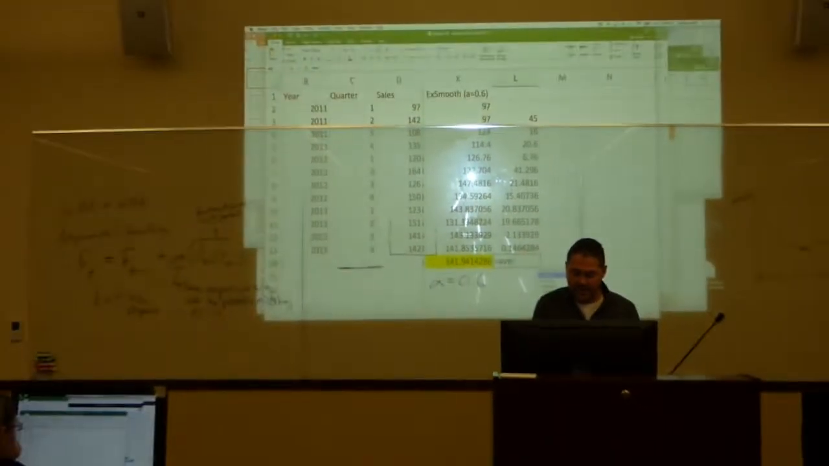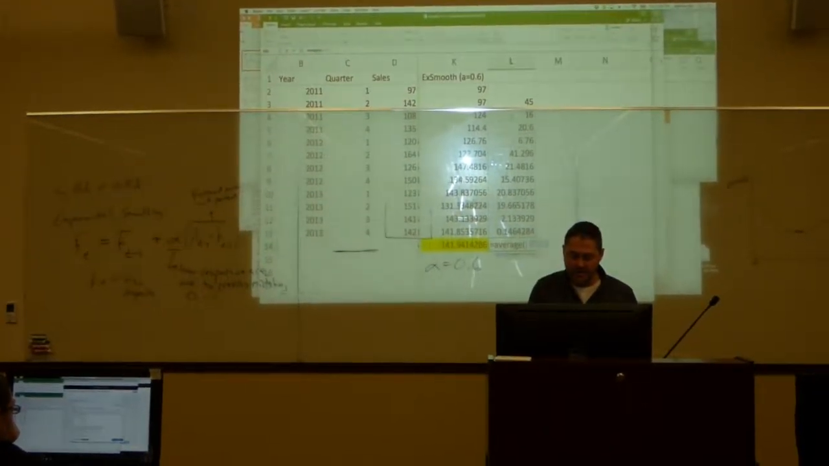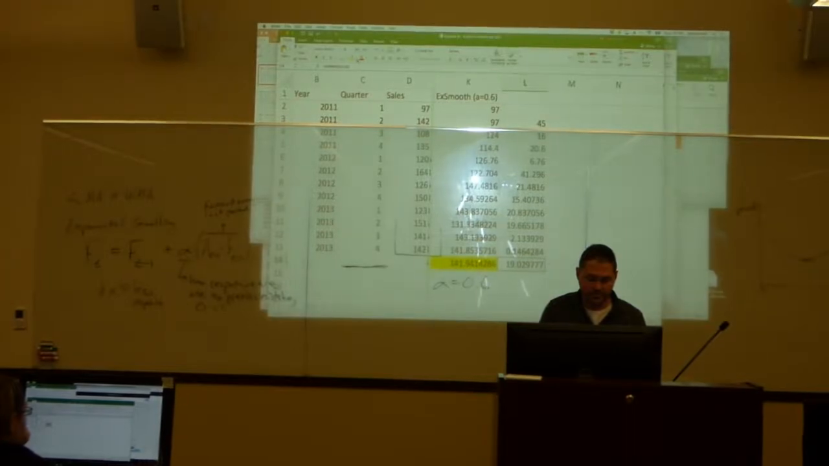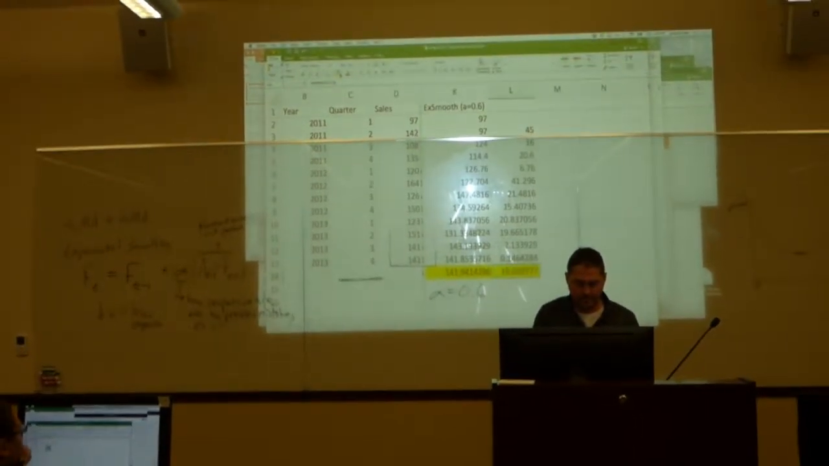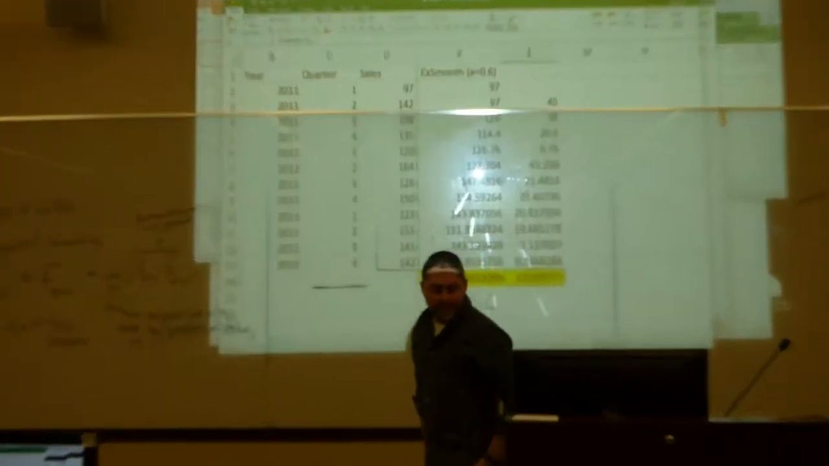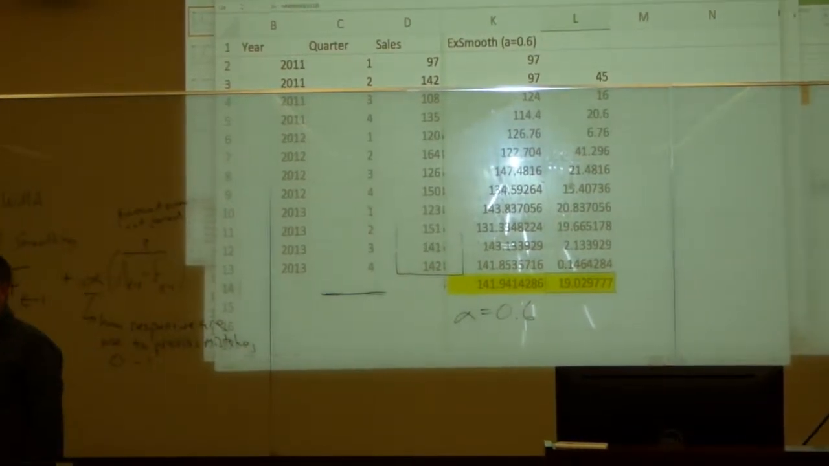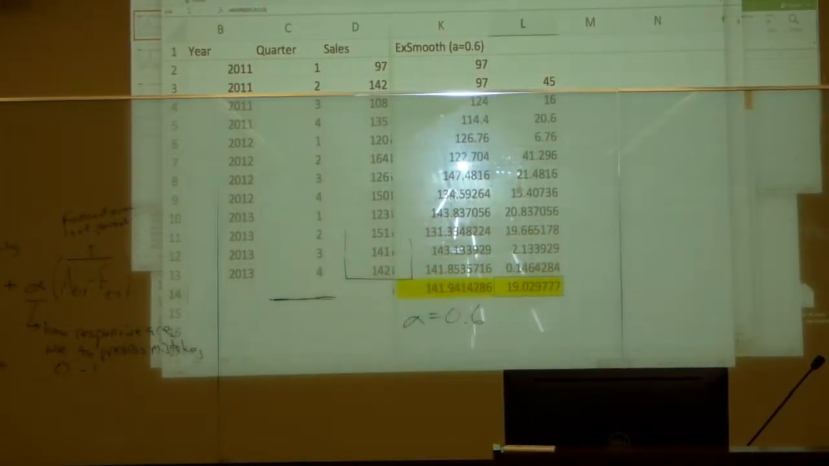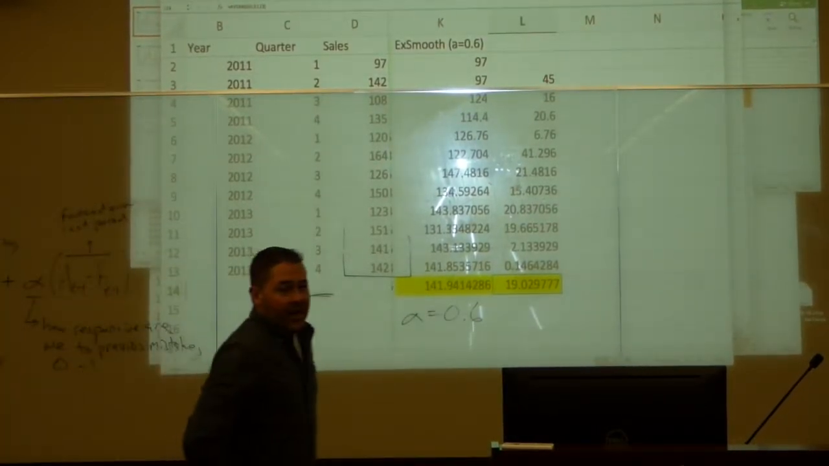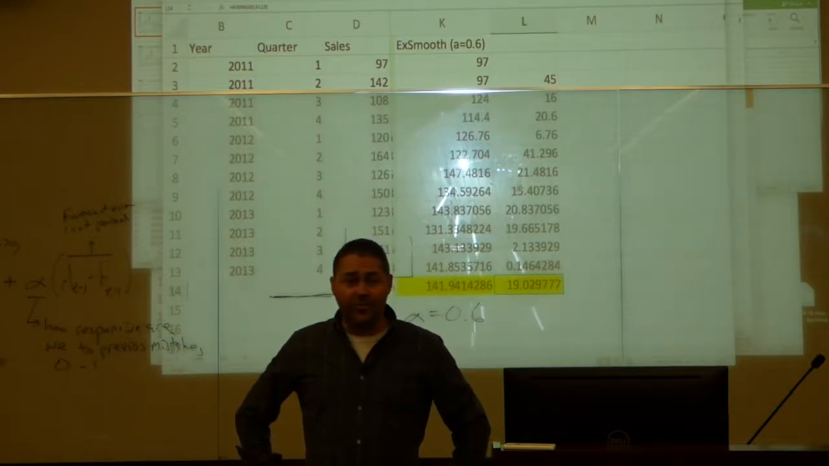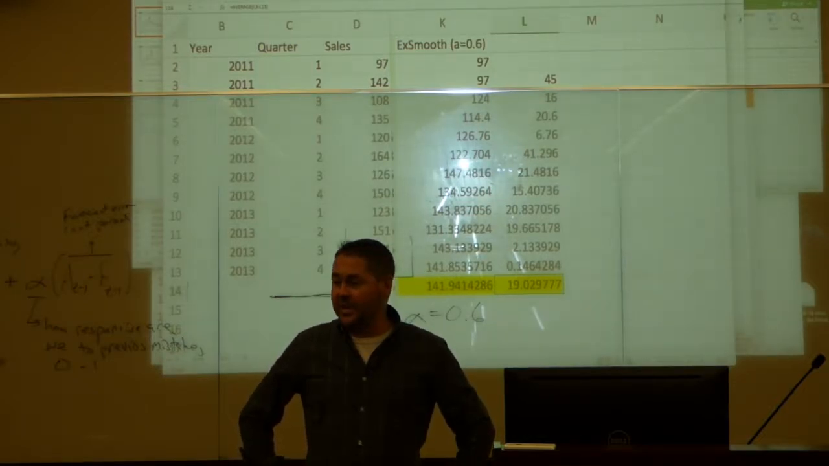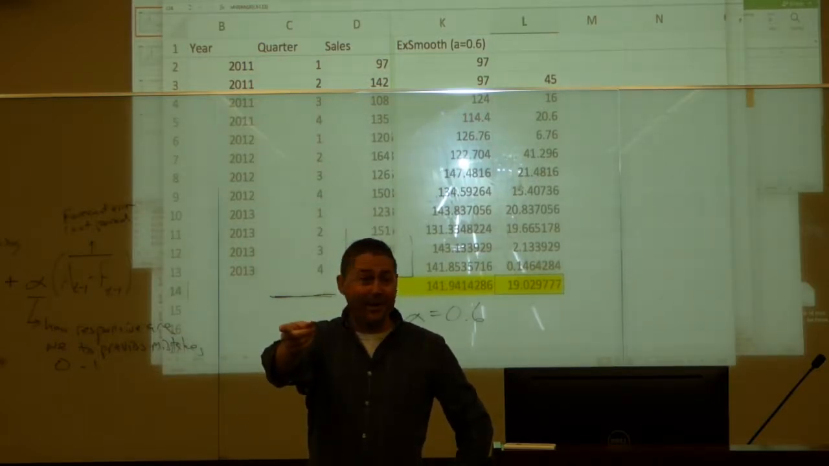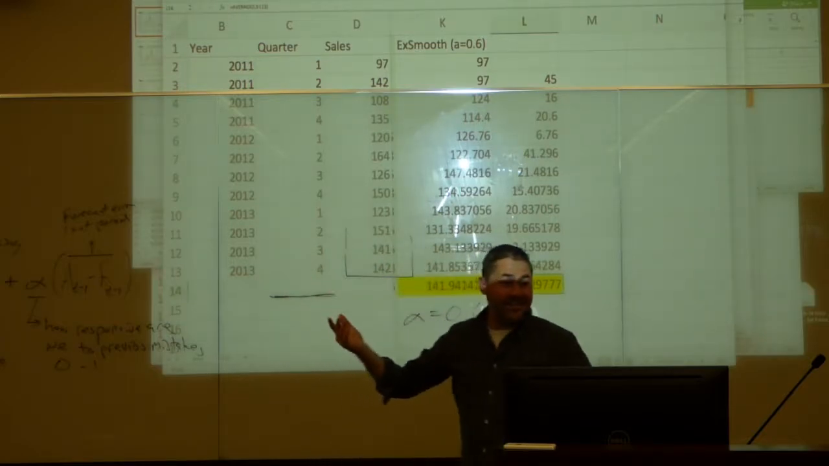So again, we know how to do that, equals average of all of these. We get a mean absolute deviation of 19.02. Now, how well did we do with this kind of forecast? Not very good compared to the other ones, right? It's the worst one.